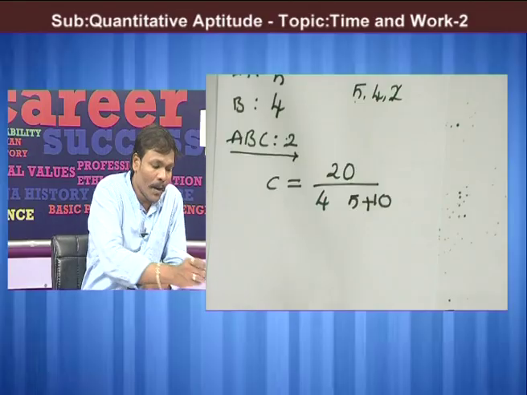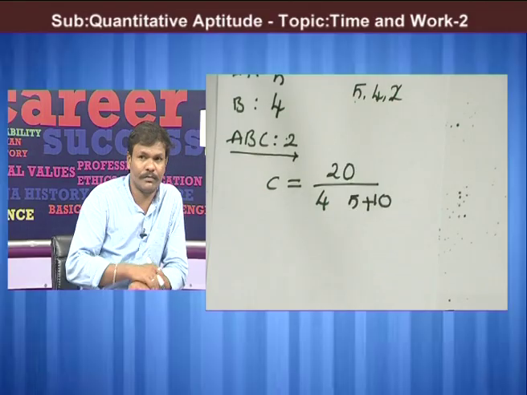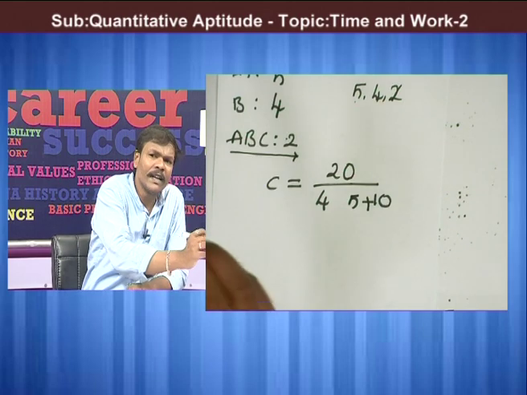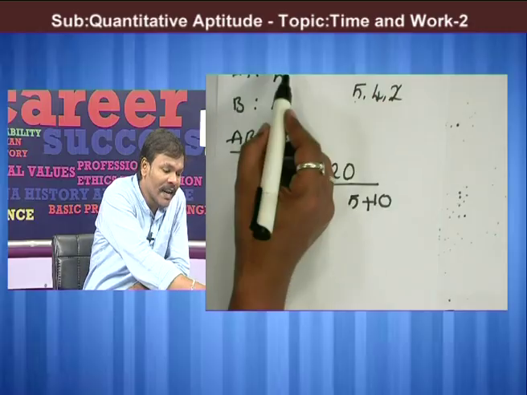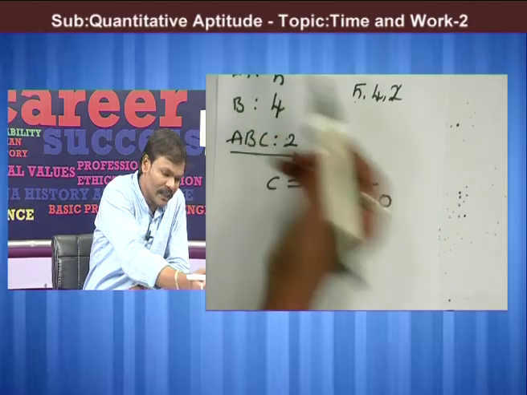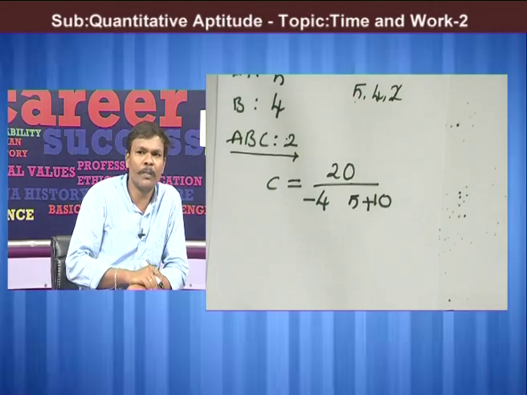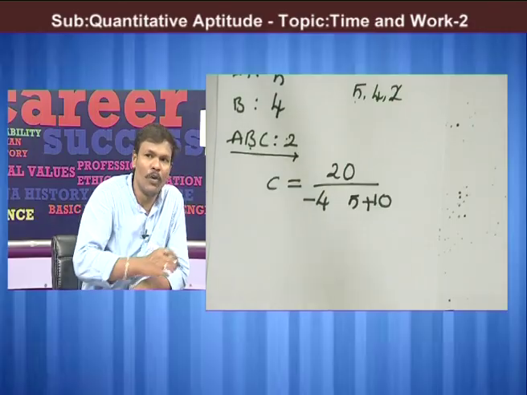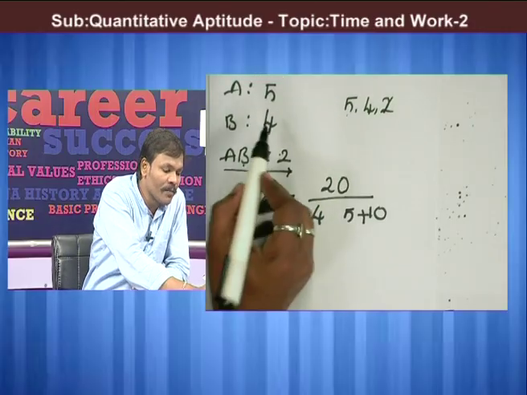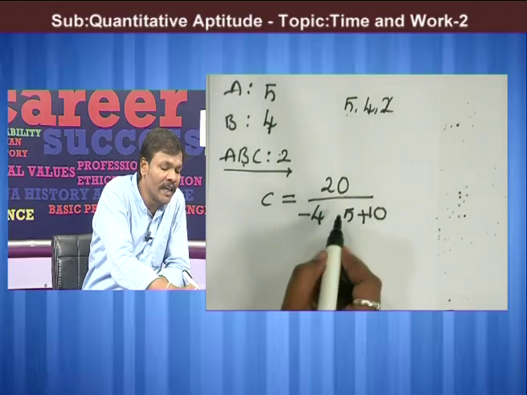But in the C, not only C, it has A and B also. So, you have to remove the A, you have to remove the B from this. Where is the A? The first value is the A. That means the denominator of the first value is removed. Removed means minus. For the A, B is also removed. The second value of B is removed.